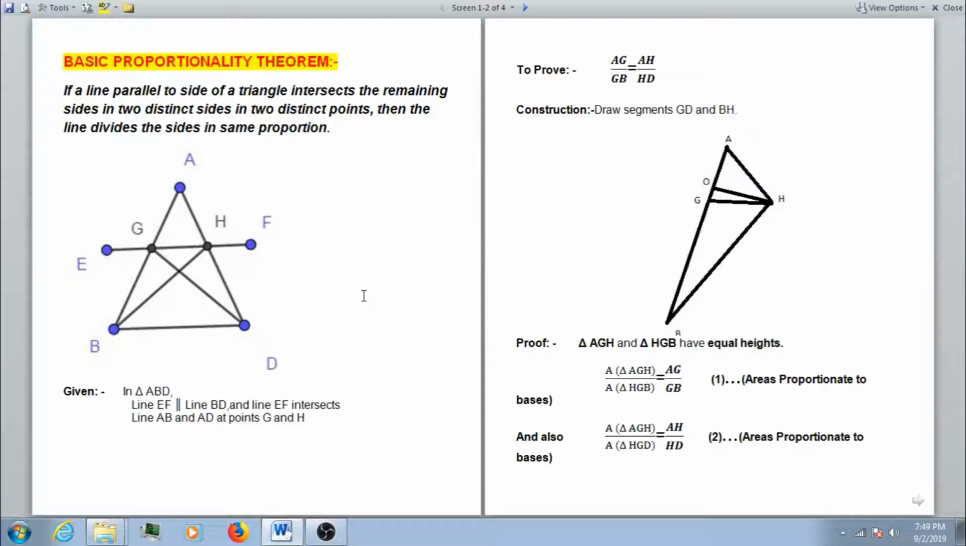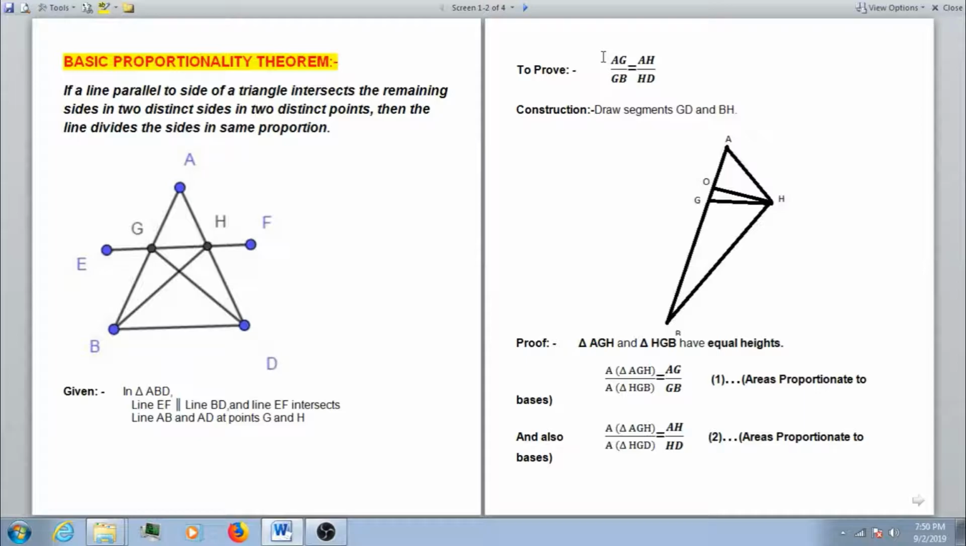As I have said, we are given in triangle ABD that the line EF is parallel to side BD, and the line EF intersects sides AB and AD in points G and H respectively. Now let's move to what is to prove, the part after then, that is AG upon GB is equal to AH upon HD. This is what we have to prove.